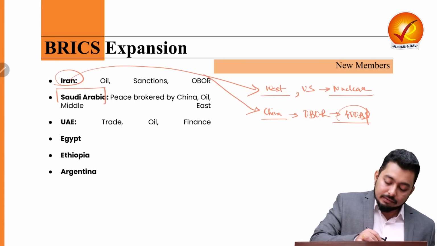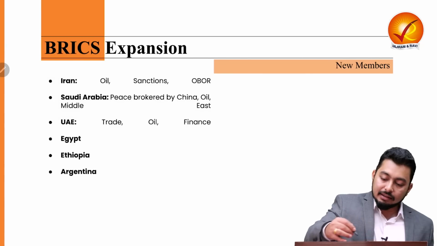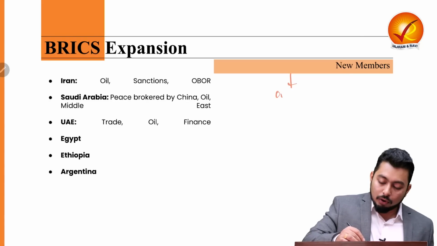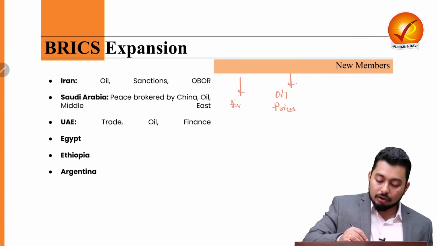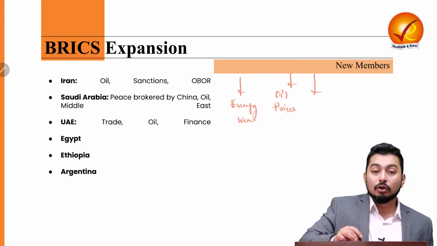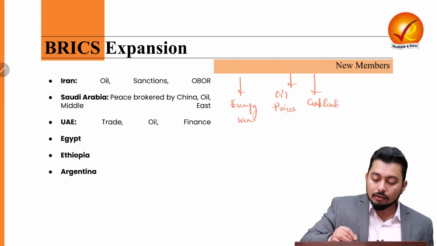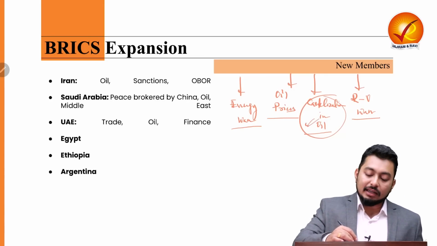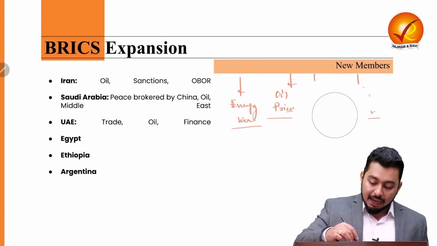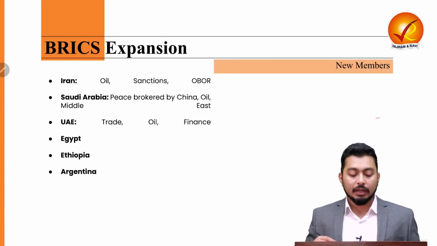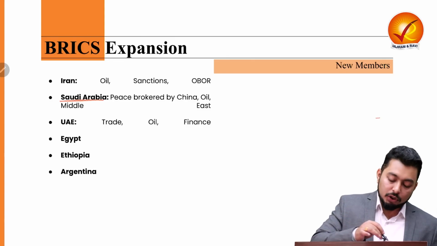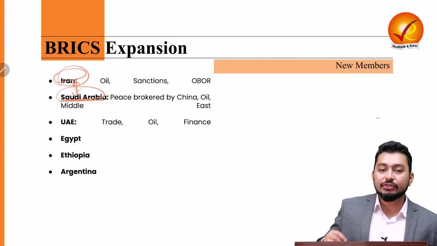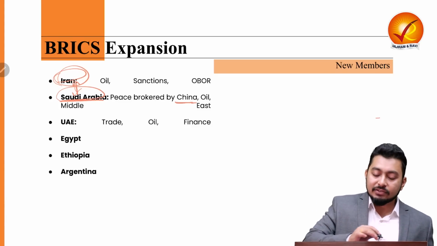Then Saudi Arabia. So the West is looking at some issues: issues of oil prices, energy war, and it is going against the cartelization in terms of oil. Then it is also under pressure because of the Russia-Ukraine war. So when you pressure the cartel of OPEC and OPEC Plus to not cartelize the oil, naturally they will look out to balance the West. Even though Saudi Arabia and UAE are traditional allies. But what China has done is broker a deal between Iran and Saudi Arabia, which are arch enemies, arch rivals, backed by China as well as Russia.